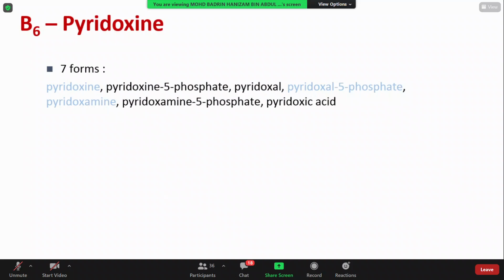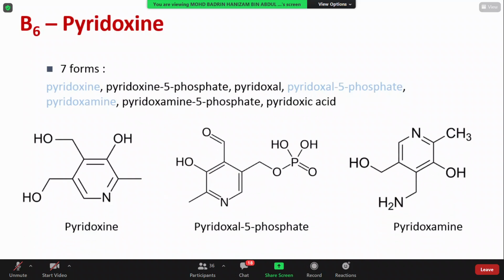So the rest that we already discussed, from vitamin B1 until vitamin B5, most of them have only 2 forms. But vitamin B6 contains 7 active forms. Pyridoxine, pyridoxine 5-phosphate, pyridoxal 5-phosphate, pyridoxamine, pyridoxamine 5-phosphate, and pyridoxic acid.